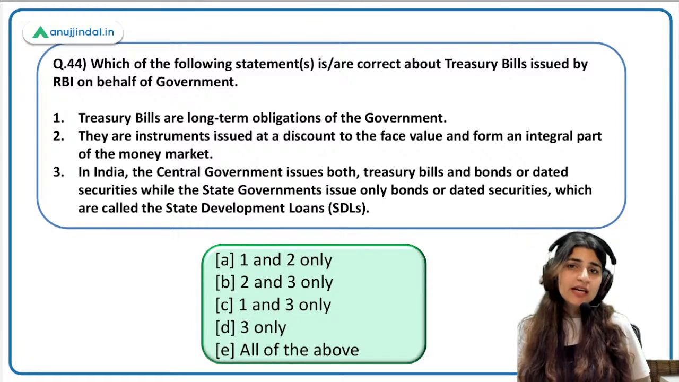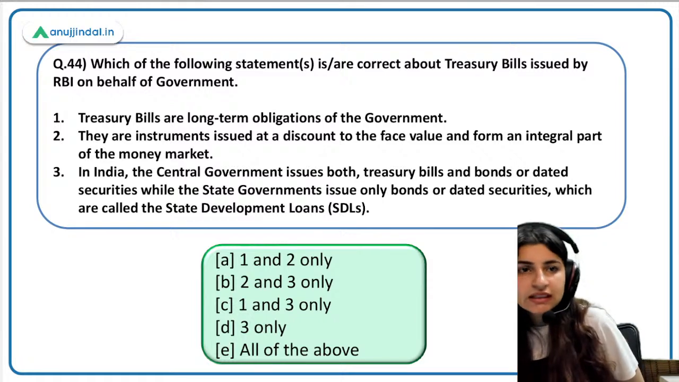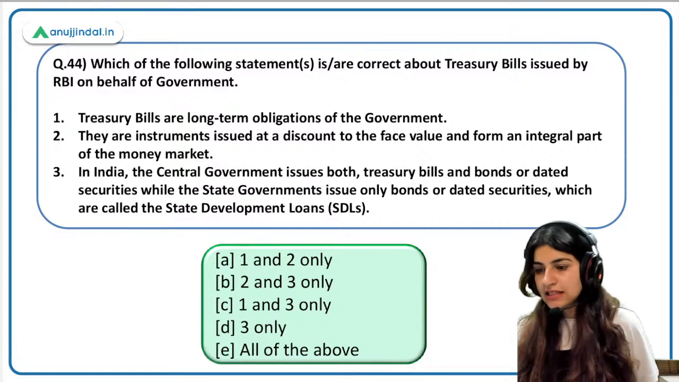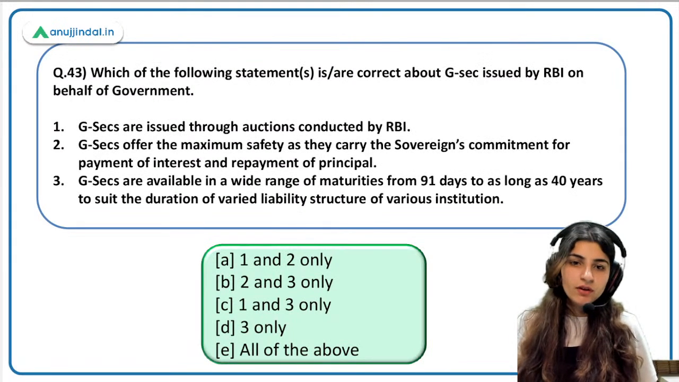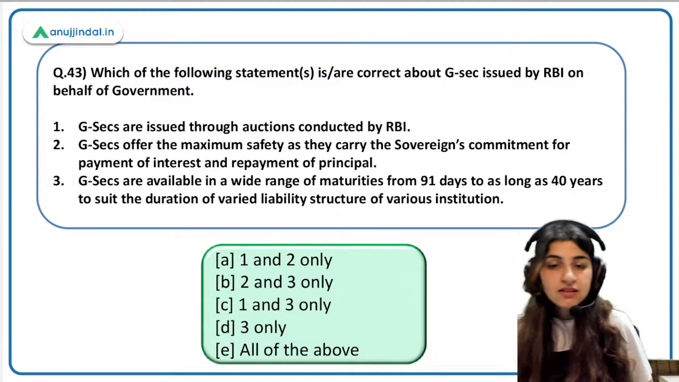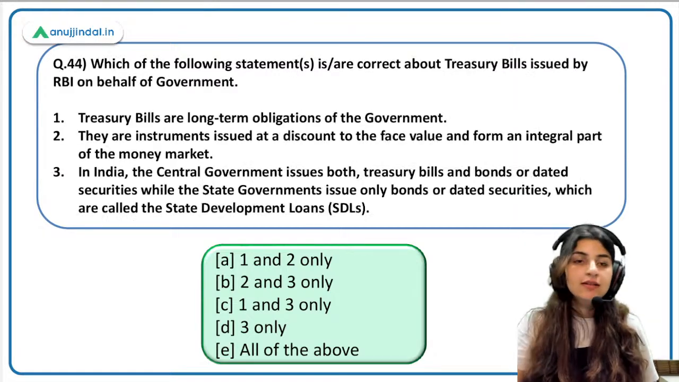Which of the following statements is correct about T-bills? The answer to 43 is E. Yes, the answer to 43 is E. All the statements here are correct.